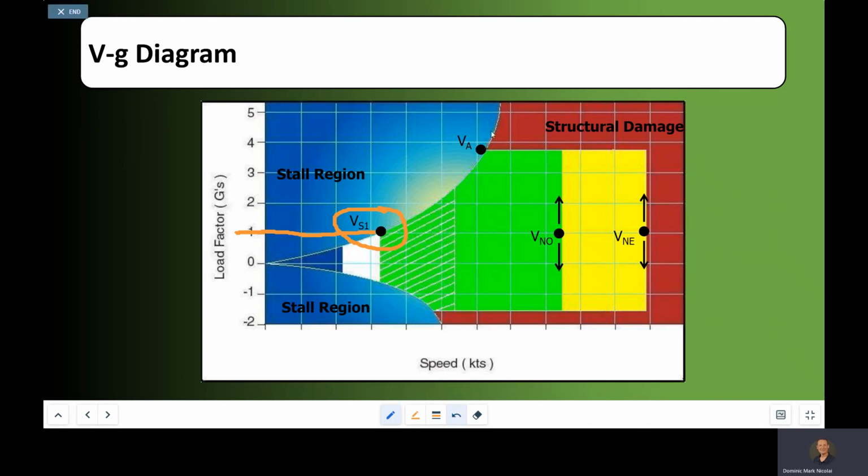So that's why when it is bumpy out, we fly no faster than VA speed so that we are in the stall region if we exceed G limits. Because if you're faster than maneuvering speed, and you exceed 3.8 Gs, you're in structural damage region.